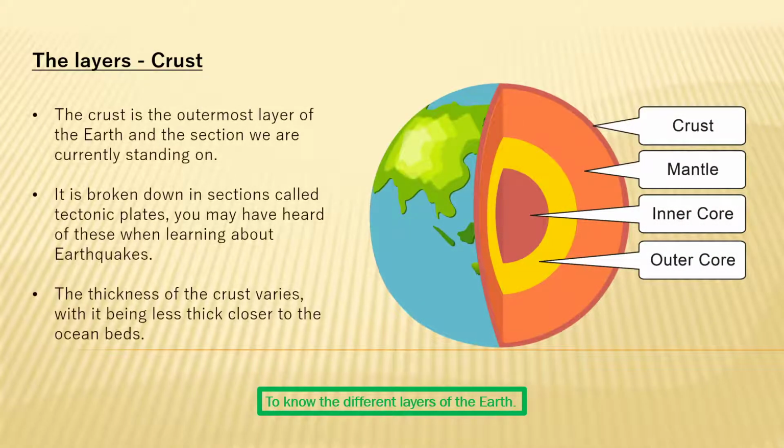The crust. So the crust is the outermost layer of the Earth, and it's the section that we're currently standing on. It's broken down into sections called tectonic plates, and you may have heard about this when studying geography and learning about earthquakes. The thickness of the crust varies, with it being less thick closer to the ocean beds, but compared to the other layers, is still the thinnest.